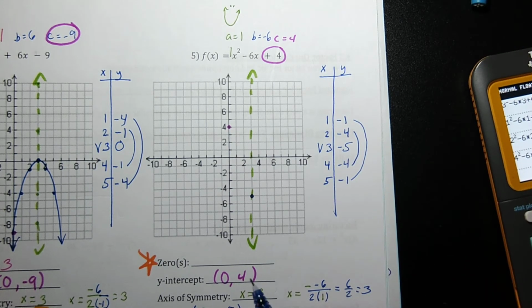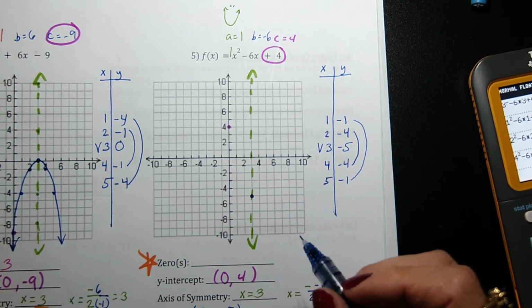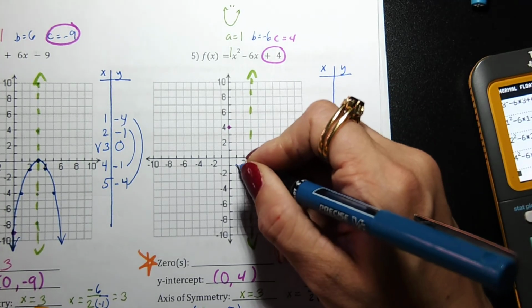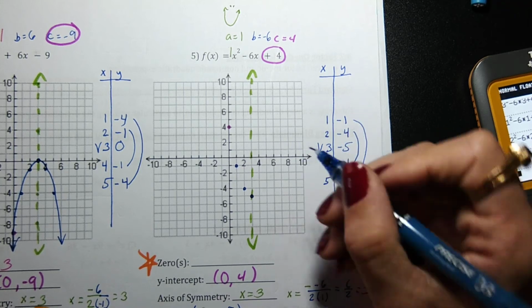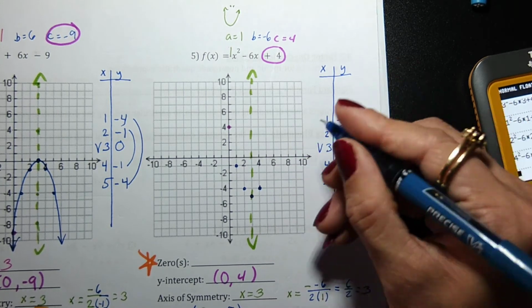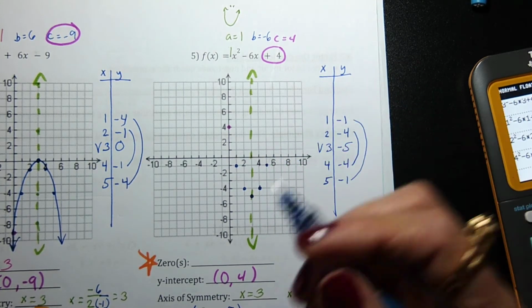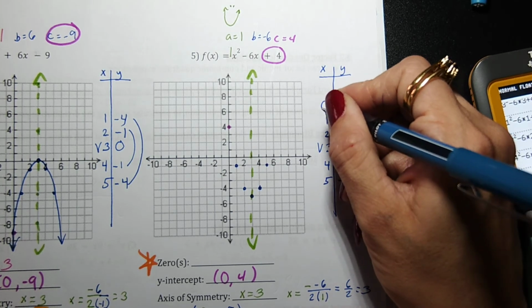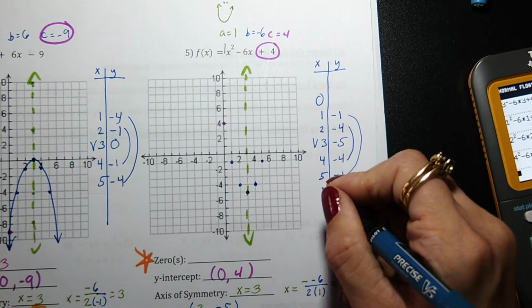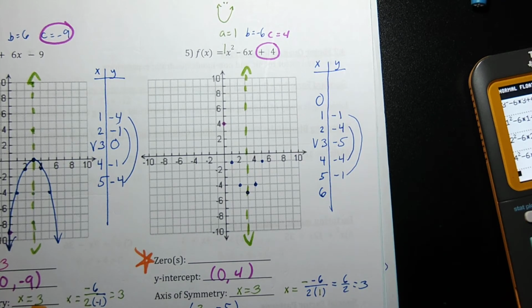So that's 5 points. Let's see what that gets me. (1, -1), (2, -4), (4, -4), and (5, -1). Have we hit the x-axis yet with our table? Not yet. So we're going to go 1 more point below and 1 more point over here.